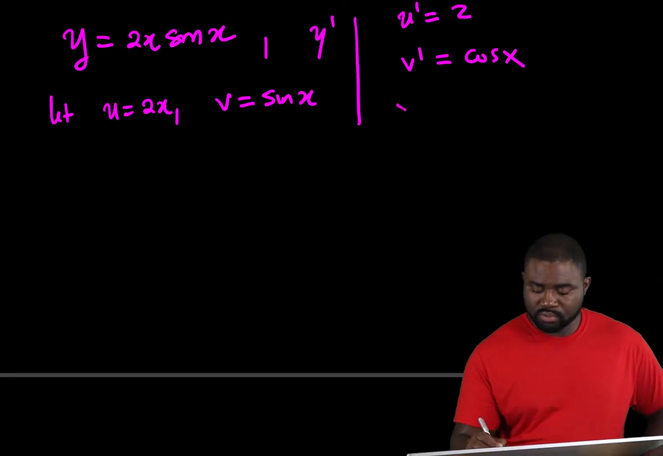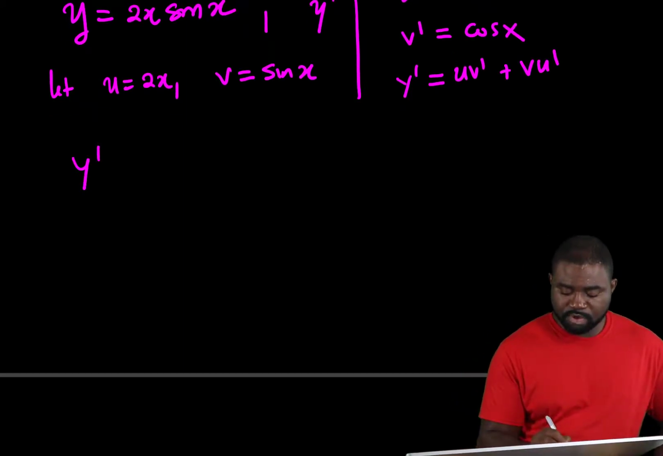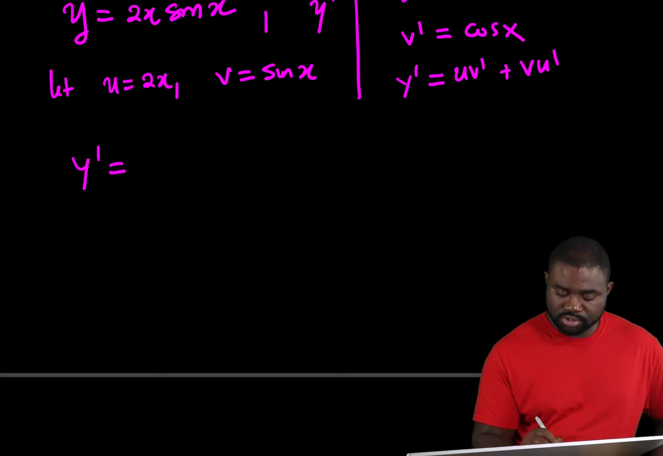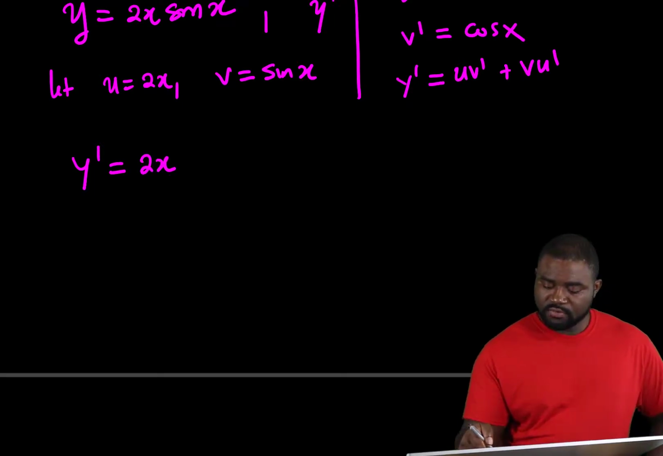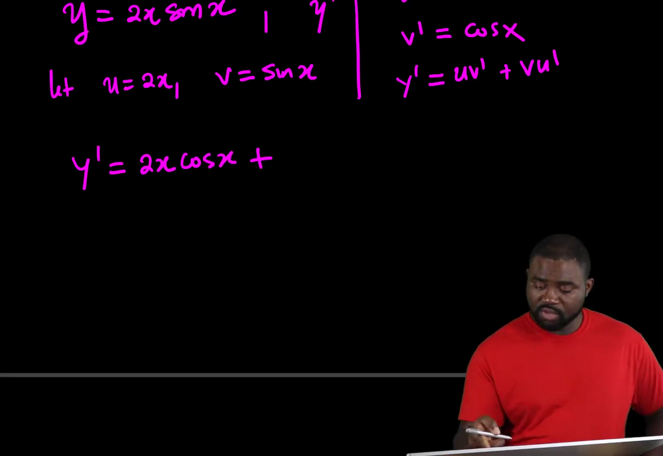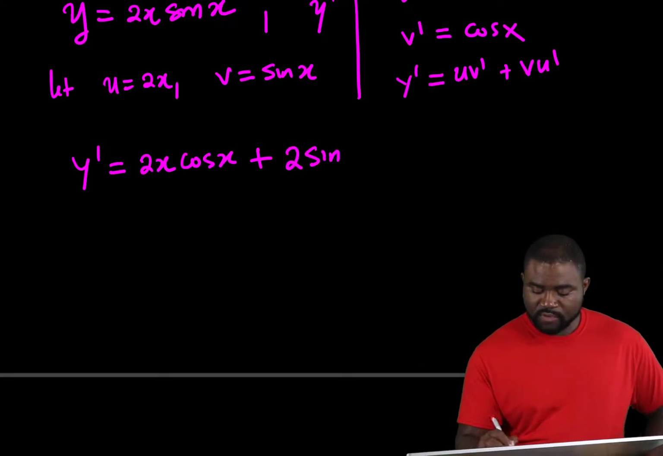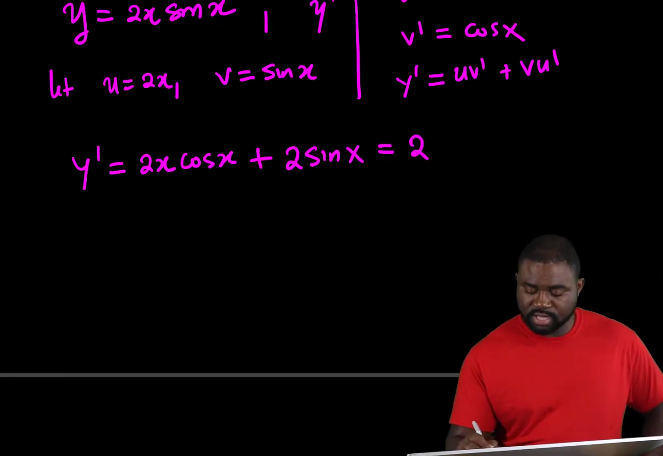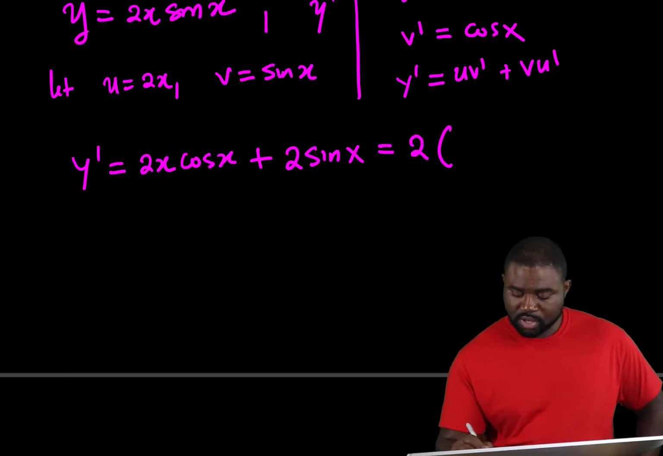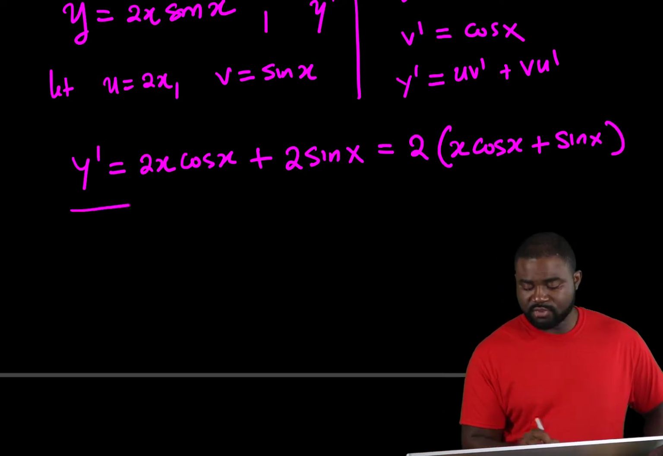By the product rule, y prime is equal to u v prime plus v u prime. Hence, y prime in this case will be u, which is 2x, v prime, which is cosine of x, plus v, which is sine x, u prime, which is 2. So this is 2 sine x. You can further factorize, take out the 2 because the 2 is common, and you're left with cosine x plus sine x, and this will give you your answer.